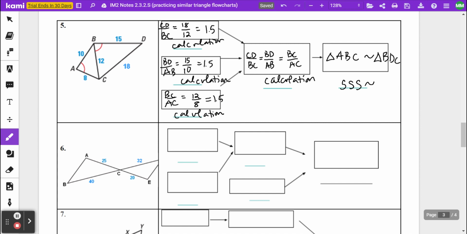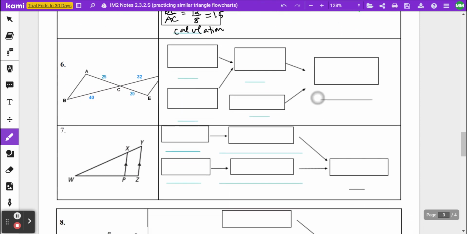Because I've done so many of these, I'm going to become prone to error, so I'm going to go ahead and check my work. 1.5, 1.5, 1.5. The proportions are all equal. Side, side, side. All right. And I've got my statement, justification, statement. Okay, good. Let's do the next one.